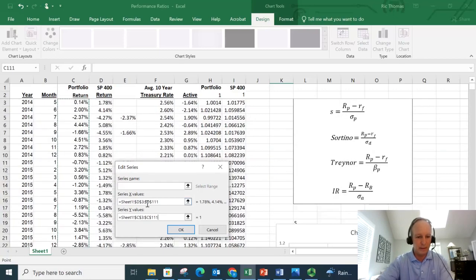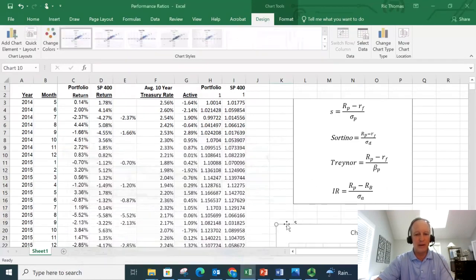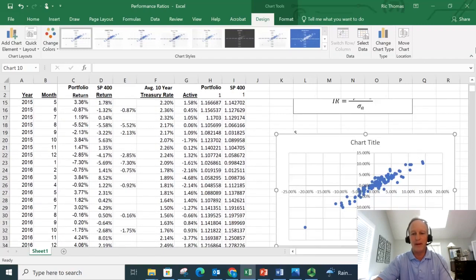Okay, so it's C3 to C111 and D3 to D111. I'm going to hit OK. I'm not going to label anything. If I wanted to, I could label it. But basically, this is the S&P 400. These are all the months how the S&P 400 did, and these are all the months how my portfolio did, or the student portfolio did.